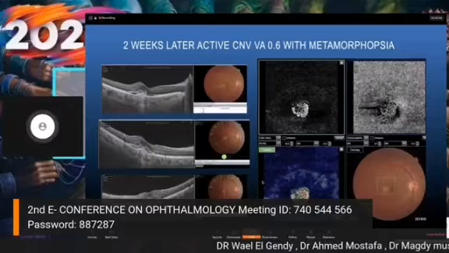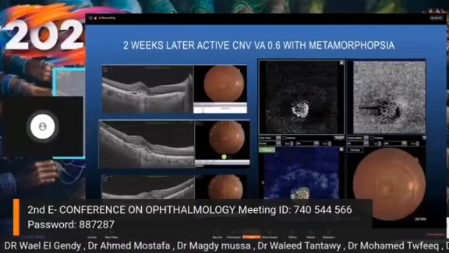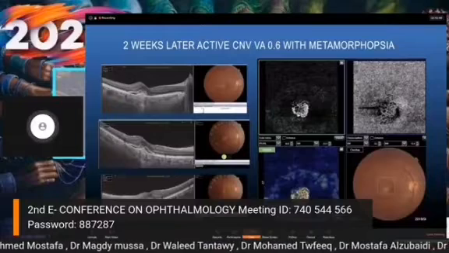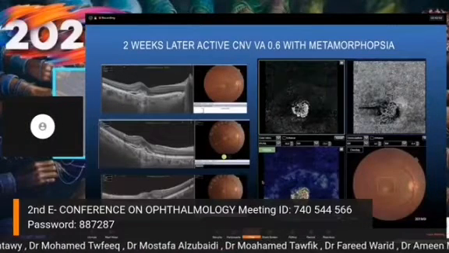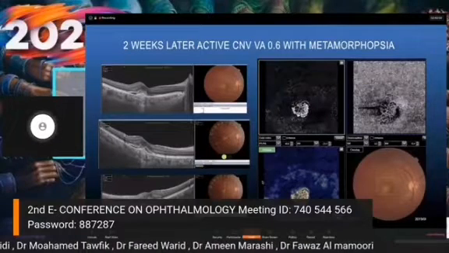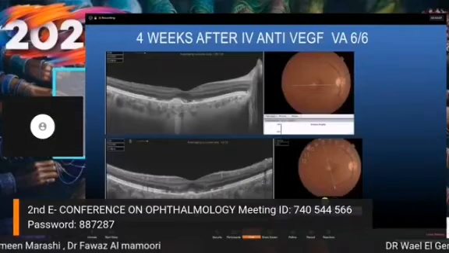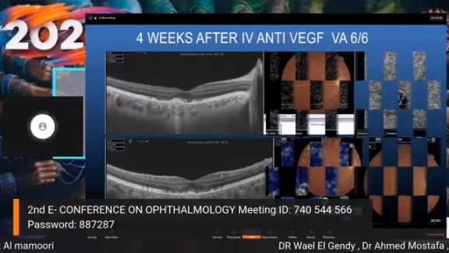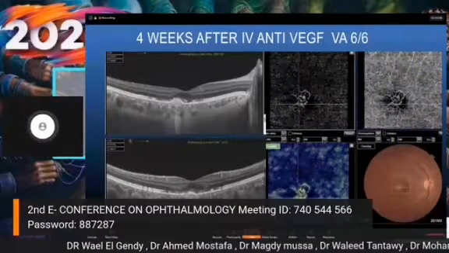Vision dropped down to 0.6, and she said, "Didn't I tell you, I'm not getting better, I'm getting worse?" And I repeated that, and I told her, now I can start treatment, because this is an active CNV. And she said, "Would my vision be back?" I said, I don't know, but I injected her, and this is after repeated IV injection, and look at this. It's crystal clear that the fluid is gone.